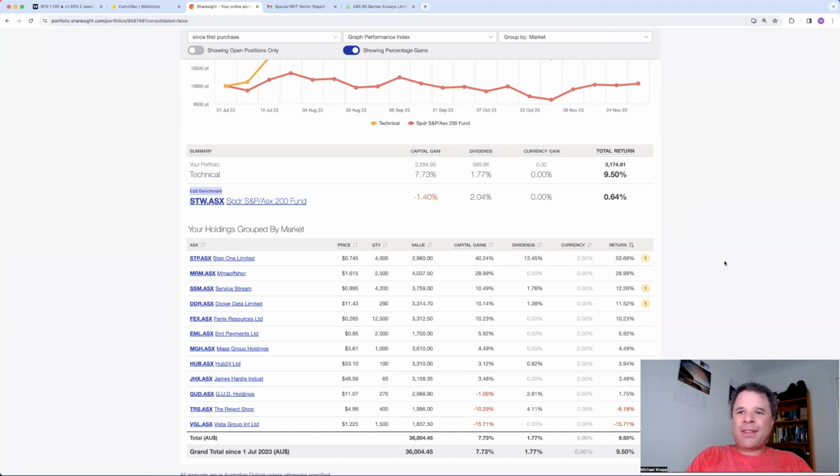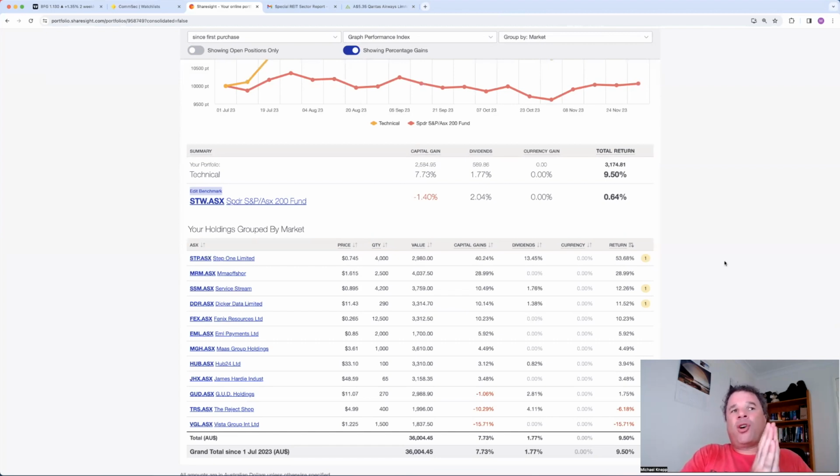I am close to selling the Reject Shop, and Vista Group was a mistake, too illiquid. And I am making some rules up, and if I follow the rules that were put in place on January the 1st, I would never have taken a position in Vista Group and put it into this portfolio. I want there to be liquidity.